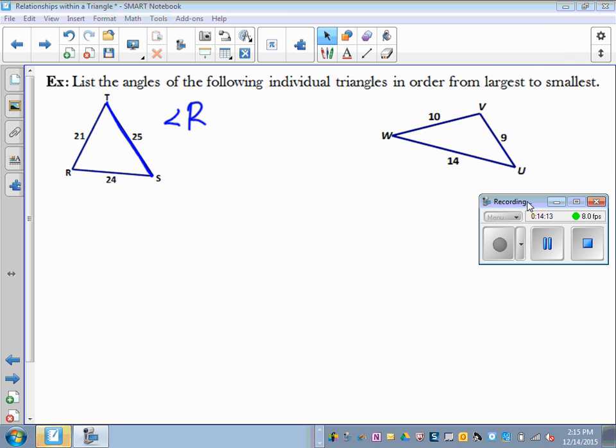Wait, what if you can't tell? I give you numbers there. Oh, never mind. I didn't. In the previous picture, I made it obvious enough for us to know, but they would have to give you information.